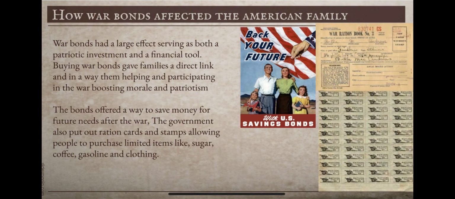War bonds had a large effect of serving as both a patriotic investment and a financial tool. Buying war bonds gave families a direct link and a way of participating in the war, boosting morale and patriotism. The bonds offered a way to save money for future needs after the war. The government also put out ration cards and stamps, allowing people to purchase limited items like sugar, coffee, gasoline, and clothing.